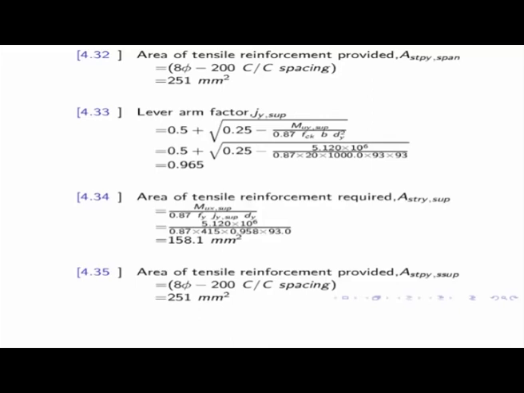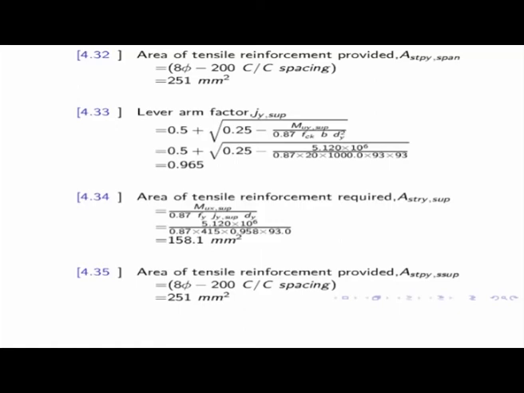Now, there are certain things to note. In all cases I have made my life easier, just providing 8 millimeter at 200 center to center. In this case the load is very less, 10 kilonewton per square meter. That's why it is coming. In most residential buildings you will find that 8 at 200 center to center is a very common practice, because the load that actually comes on the floor in a residential building is very less.